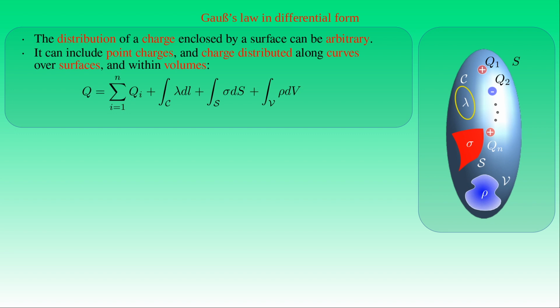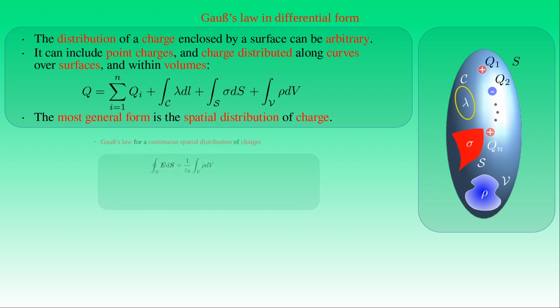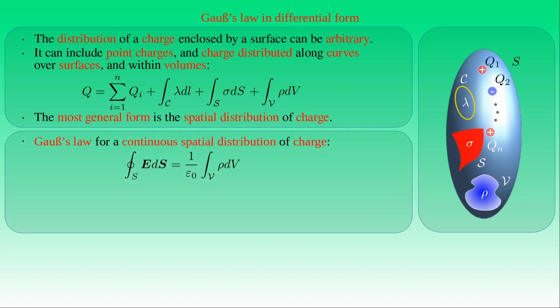In fact, the system of point charges and the charge distributed along a curve or over a surface are special cases of the charge distributed throughout a volume, where the spatial charge distribution is restricted to a set of points, along a curve, or over a surface. Therefore, we use the most general case with the spatial distribution of charge to extend Gauss's law to a continuous distribution of charge. Then Gauss's law for a charge distributed in a volume 𝒱 enclosed by the surface S can be written as follows.